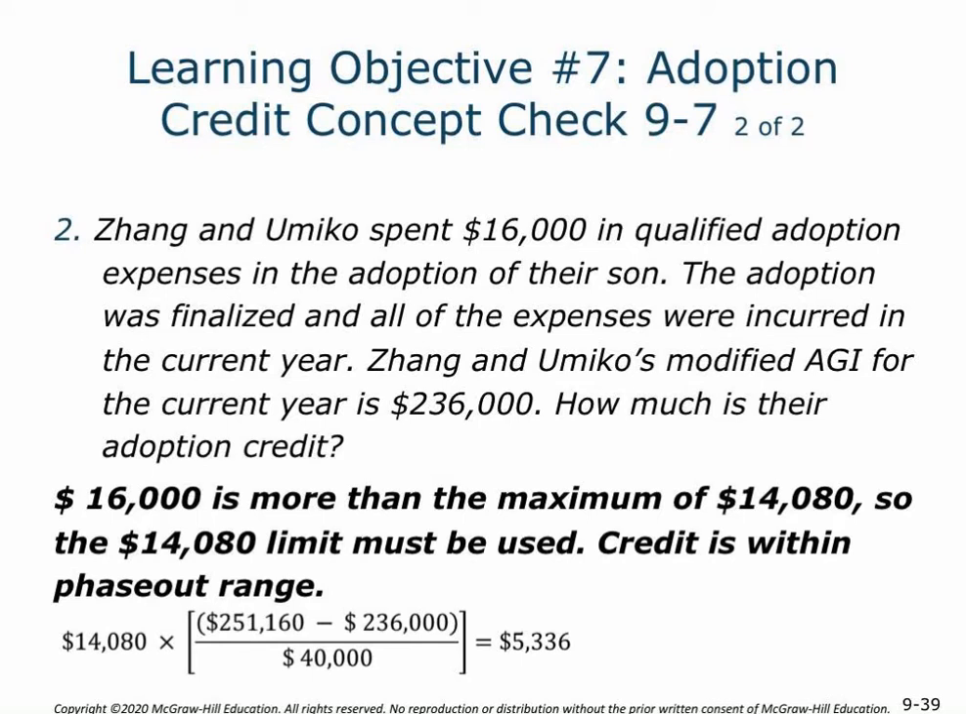Concept check 2. Zhang and Mika spent $16,000 in qualified expenses. The adoption was finalized and all the expenses were incurred in the current year. AGI was $236,000. So $16,000 is more than the maximum of $14,080, so $14,080 is what's being used here. Then we're also going to take a look at the phase out range. Once we apply that income phase out for their $236,000 in income, we get $5,336 for the amount.